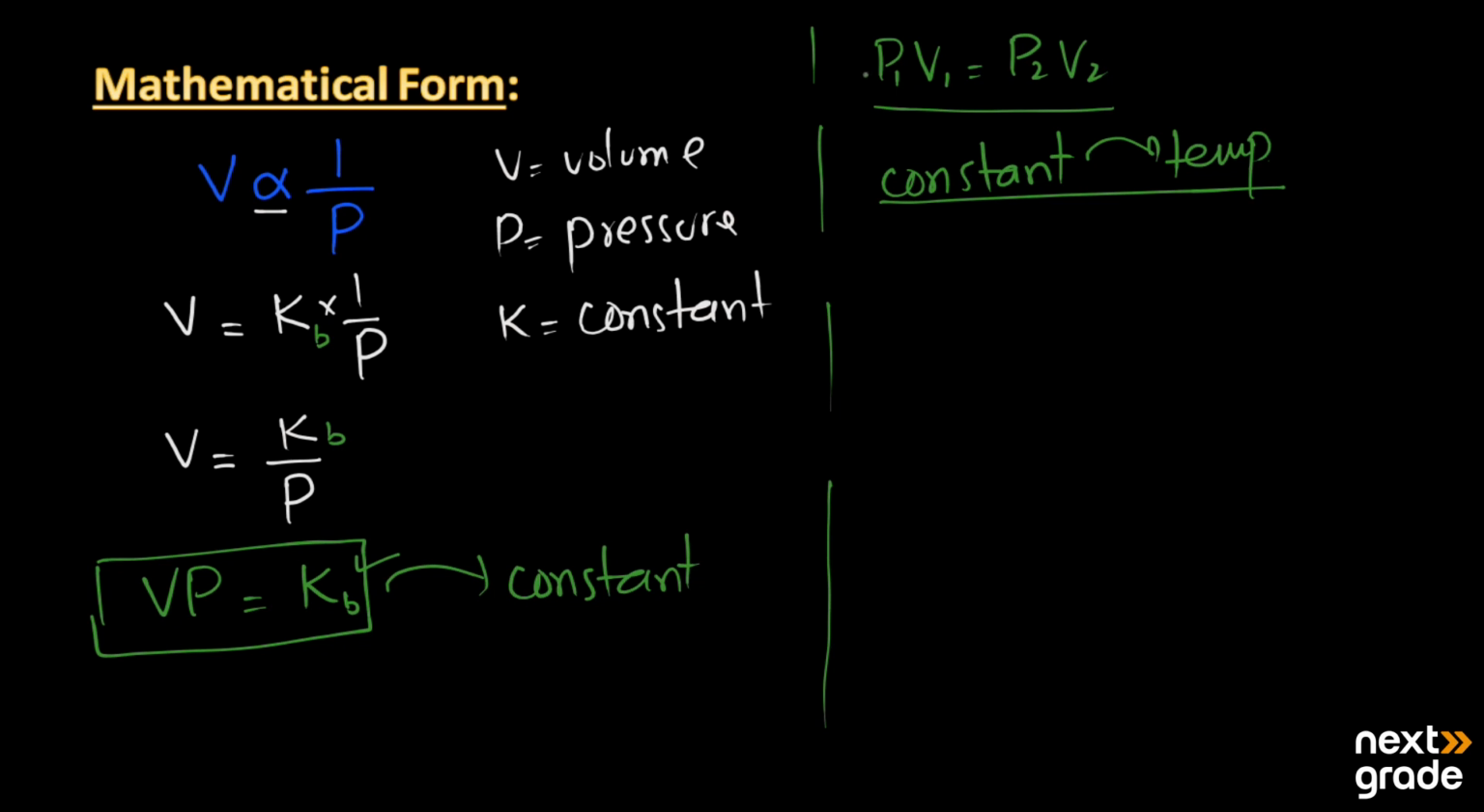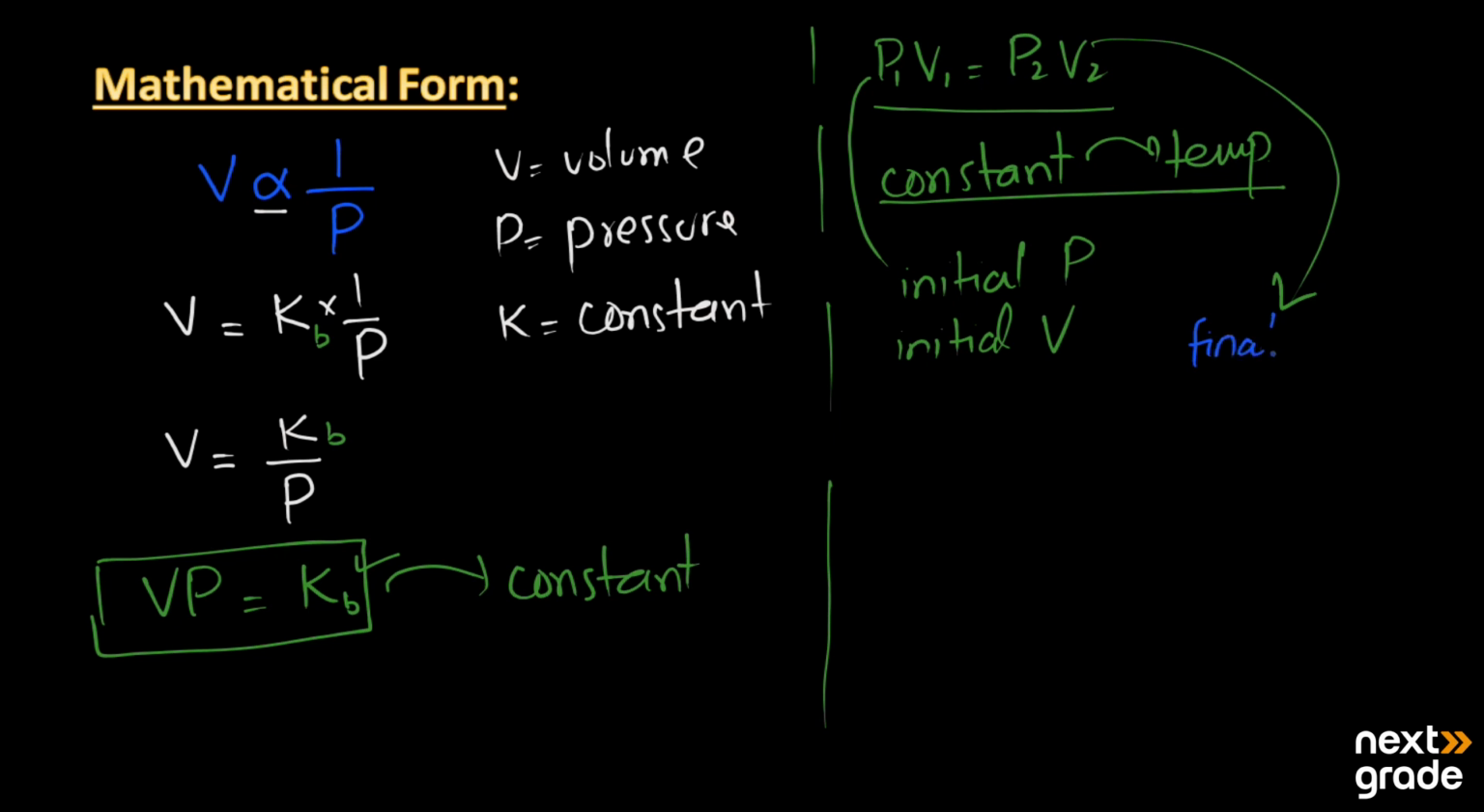So here P1 is the initial pressure, V1 is the initial volume. On the other hand, P2 is the final pressure, and V2 is the final volume. So this is the simple relationship between pressure and volume.